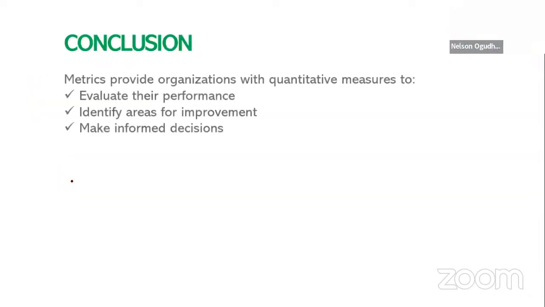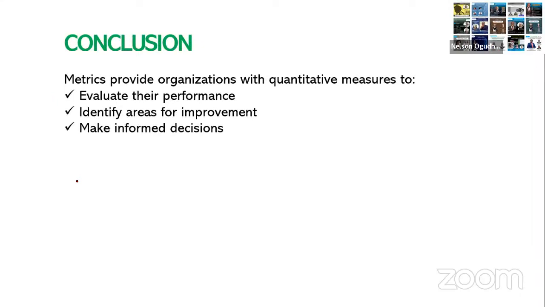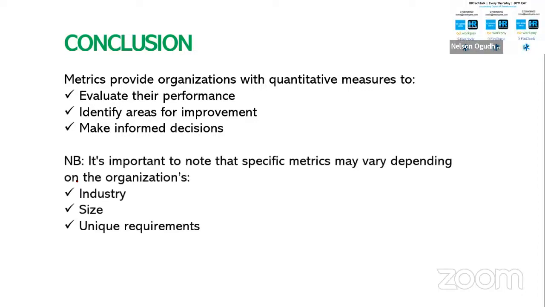And just to conclude, we are talking about now, when you do metrics, you're just going to evaluate your performance. You're going to look for areas for improvement. And the bottom line is you're always looking to make informed decision making in whatever area you are looking at. And we're saying that now these metrics that we just looked at, they may vary depending with the industry, size of the company, and unique requirements.